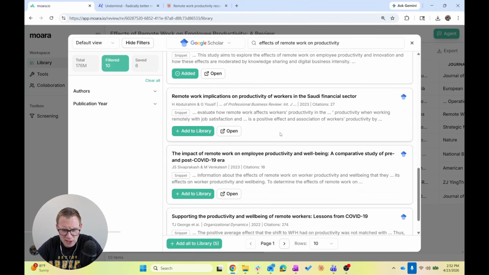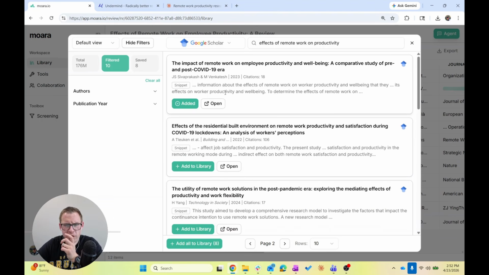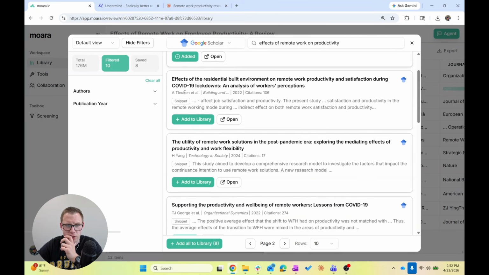Implications of productivity in the Saudi financial sector. Too specific, both in terms of geography and industry. The impact of remote work on... By the way, that's not to say there aren't some relevant findings there. So, okay, I'm going to speed up through this. You'll notice there's a deduping process that Moara goes through, and it's happened right here. This is already a paper that we have in here, so it's already marked as added.